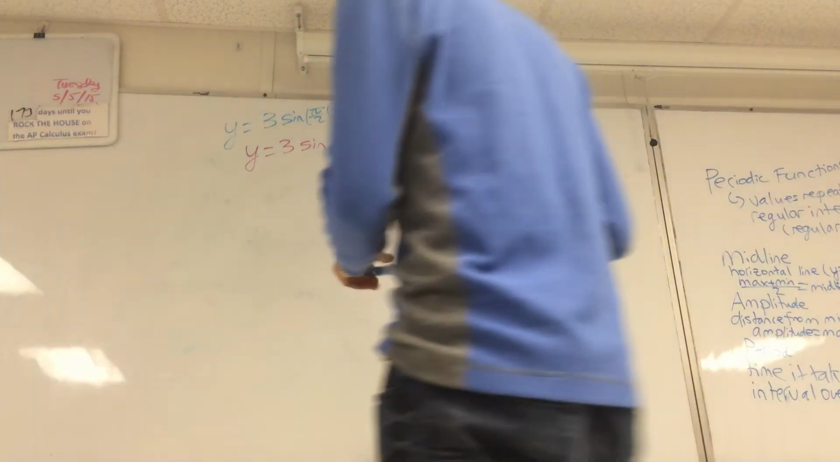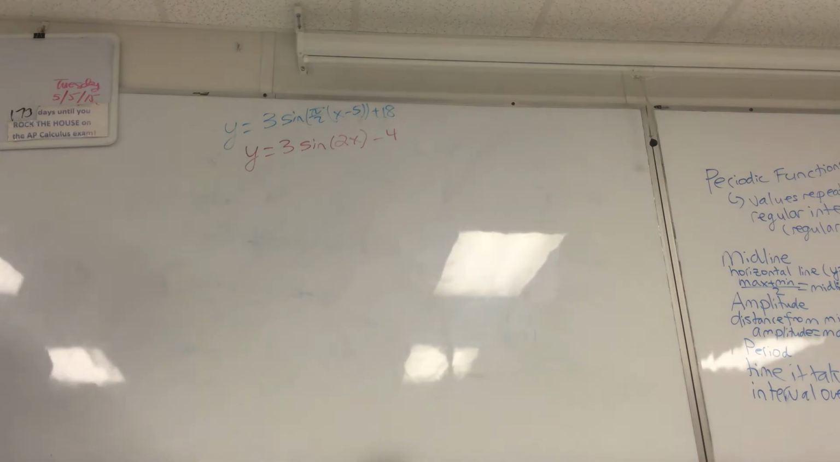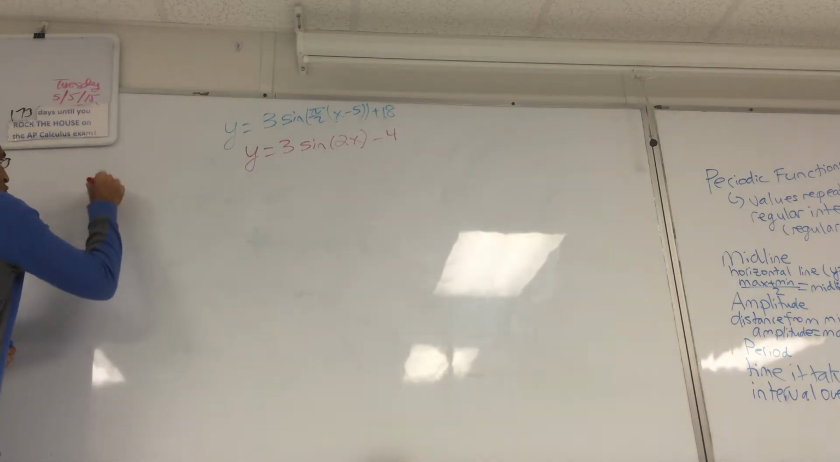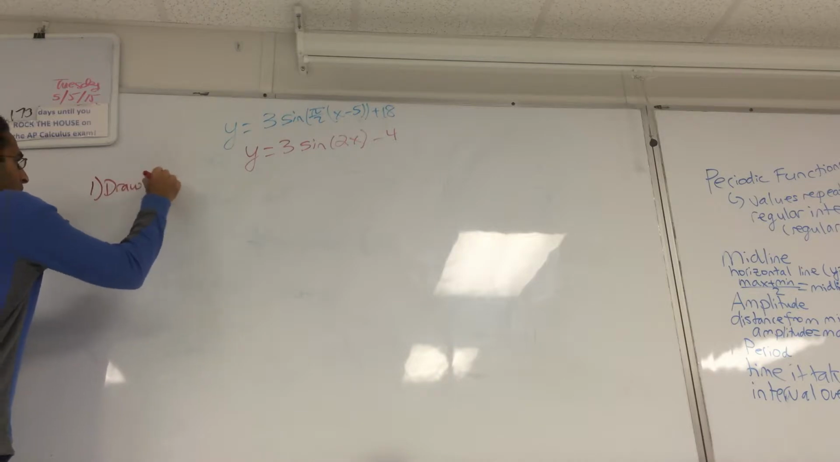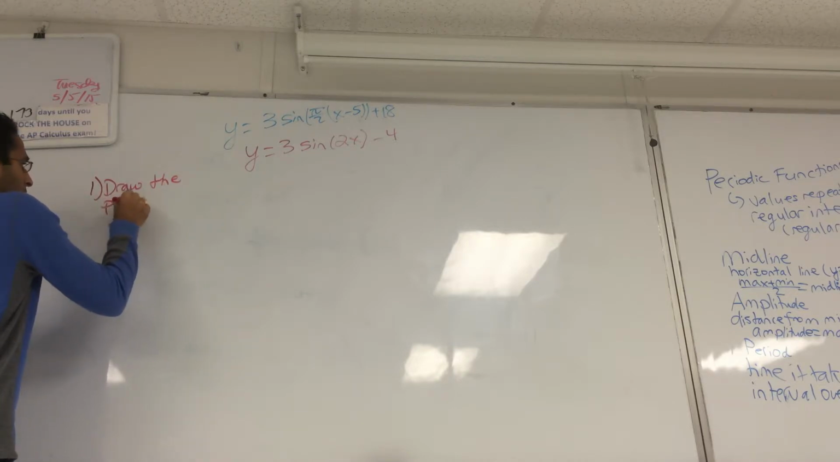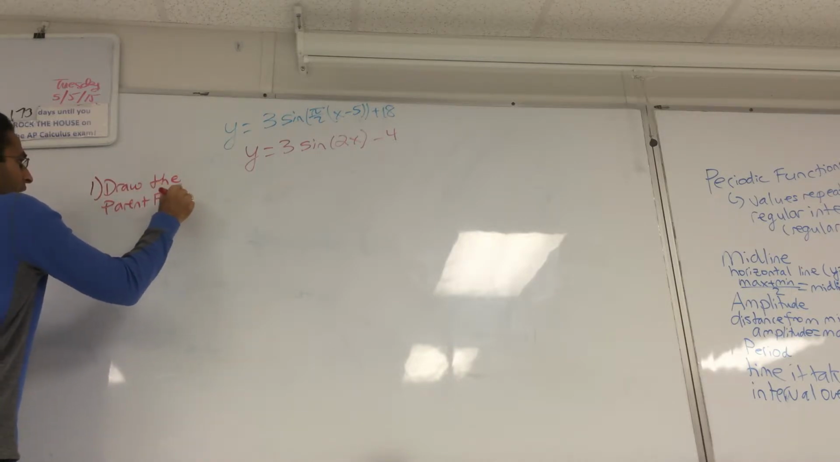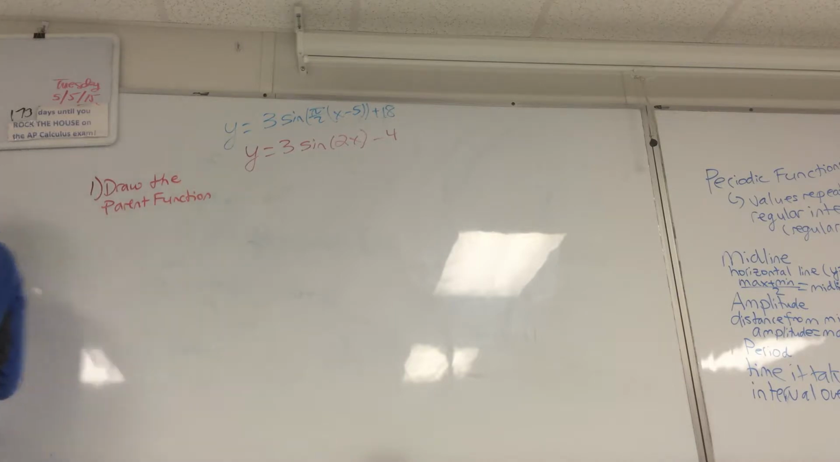Step 1. Now, I rarely do this, but I'm going to write out the steps. Draw the parent function. We are now going to take these sine and cosine graphs and transform them. This is hard stuff. I had an alum call me a couple weeks ago because they were struggling with how to do this, who passed the AP Calculus exam with a 4 or a 5. This is hard stuff.